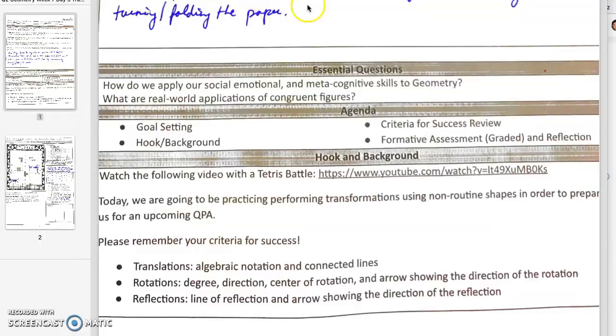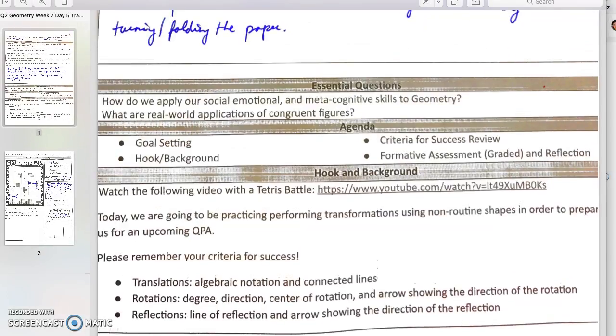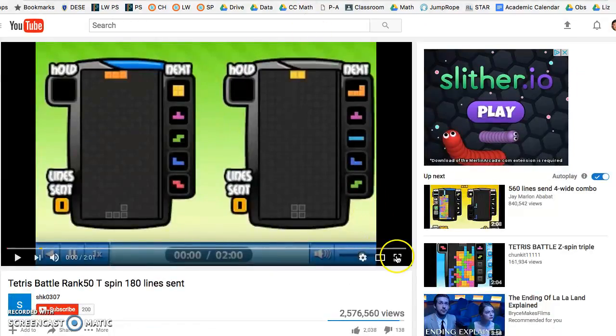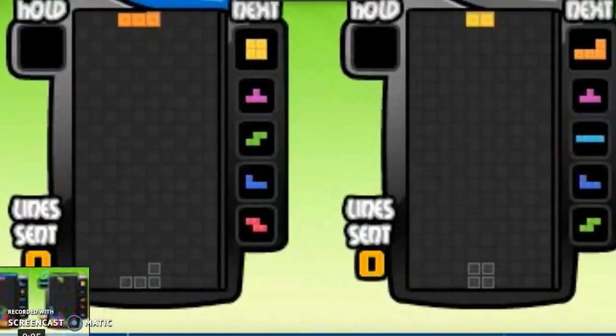So yesterday you saw kind of an introduction to Tetris, the human version. Today we're going to look at a Tetris battle.